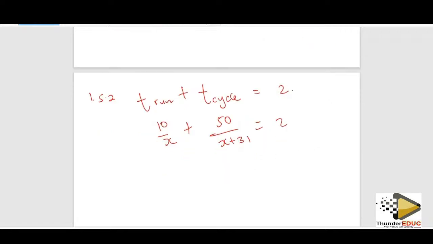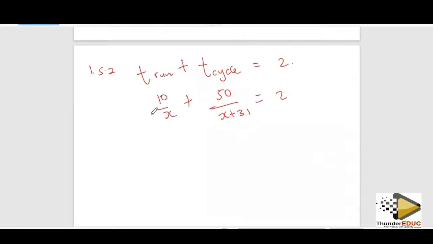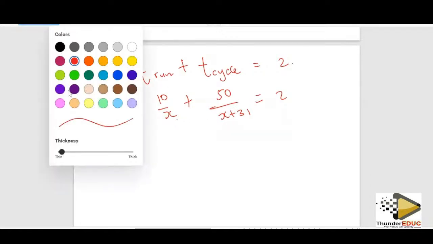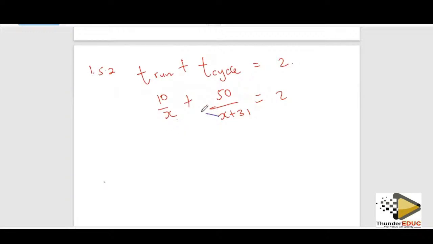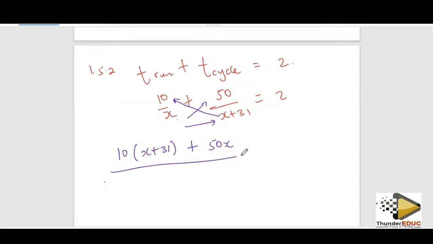must be equated to 2 hours. Then we can just eliminate the denominators. How do we do that? I can multiply this and this, or I can just cross multiply, where I multiply this and that, this and that, this and that for the left hand side. So that is 10 into x plus 31, plus 50 times x giving me 50x, over, I multiply these two, x plus 31 into x, is equal to 2.